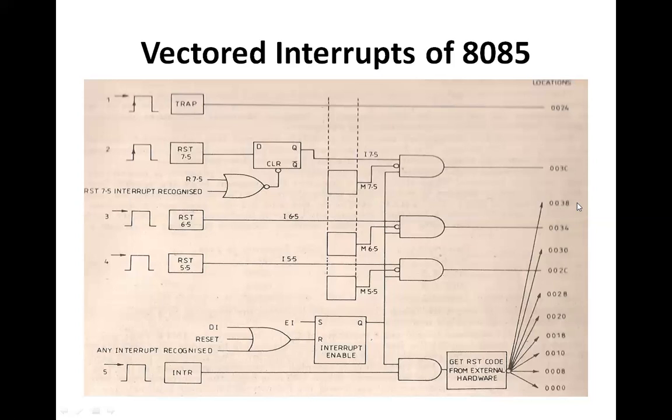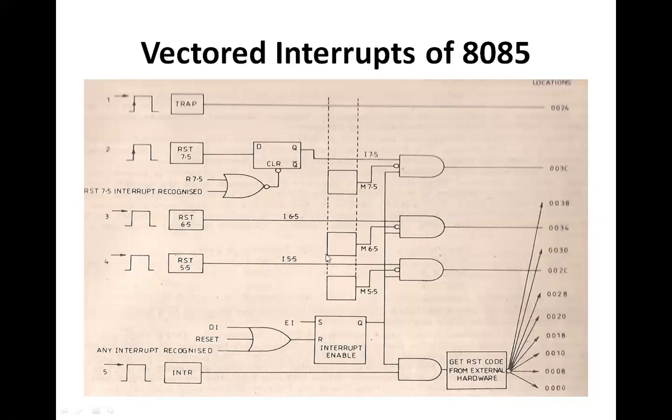If it is asserting RST 0, it will go to 0000. If it is asserting RST 1, then it will move to 0008 and so on. So it means these 4 are vectored interrupts, and this is not vectored. In this particular case, the device has to insert the code, and depending upon that code, the location will be specified. So this is the difference between the INTR line and the rest of the lines.